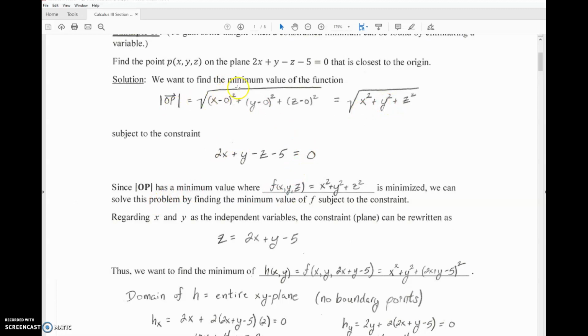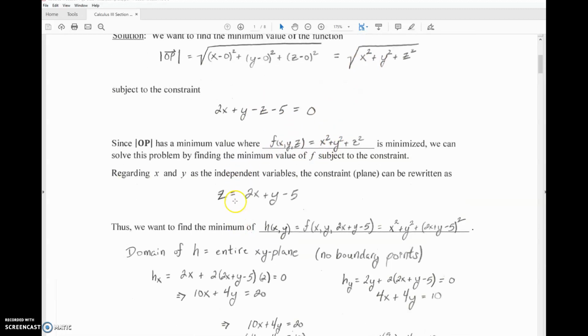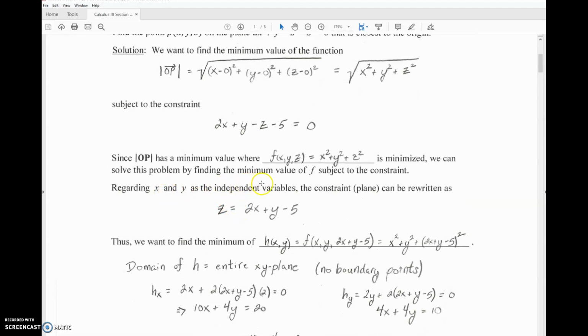Now, one thing that happens when we want to minimize distances is that this function, which is really the length of a vector, has a minimum at the same place if I just drop the square root, and everything will be a lot easier to compute. So f of x, y, z equals x squared plus y squared plus z squared is minimized. I don't need to actually have that square root there, because minimizing that function is the same thing as minimizing this function subject to the same constraint.